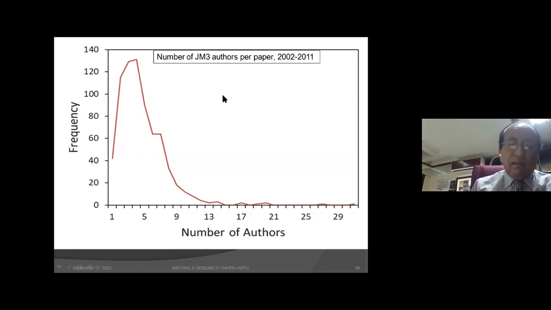And it has been very low, like one author in some papers. But surprisingly, you see the number of authors touches 30, yeah, sometimes in very low frequency. So sometimes there are unnecessarily excessive numbers of authors.